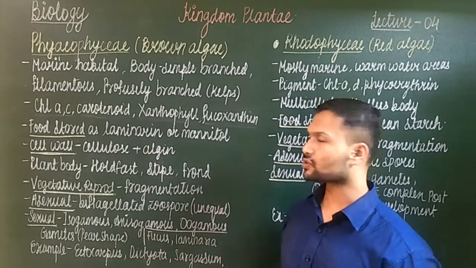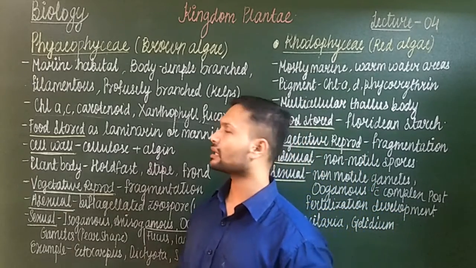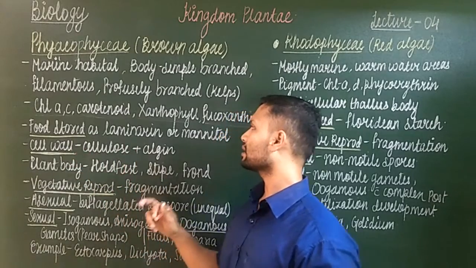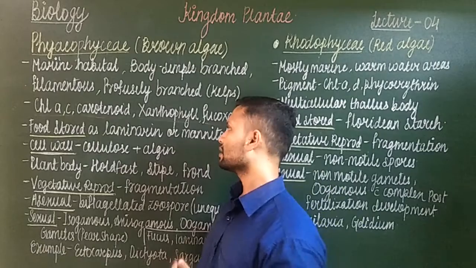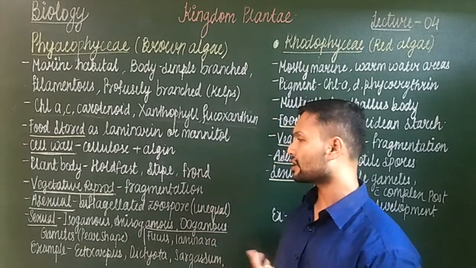Next, food which they store. So obviously they are photosynthetic, but they convert their food into laminarin or mannitol. So they store it in the form of laminarin, and mannitol.